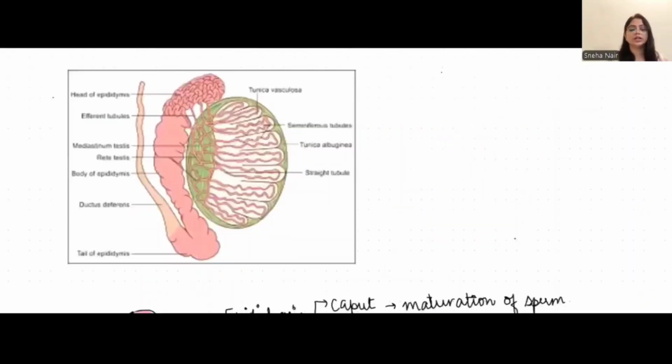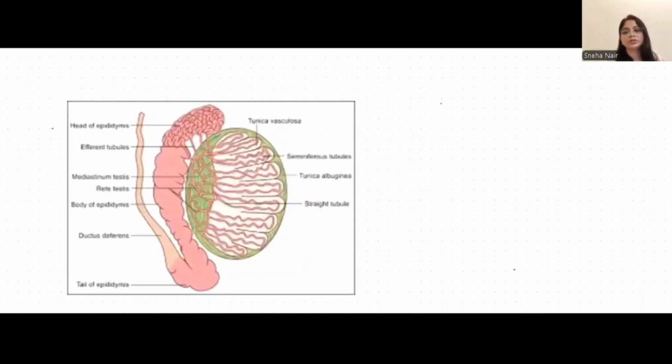Let's discuss that. This is the diagram of a testis, and as you can see here, the testis is divided into a number of testicular lobules with the help of the tunica albuginea, and inside each testicular lobule we have these seminiferous tubules, right? Now the seminiferous tubules open into these straight tube-like structures. These straight tube-like structures are called tubuli recti.